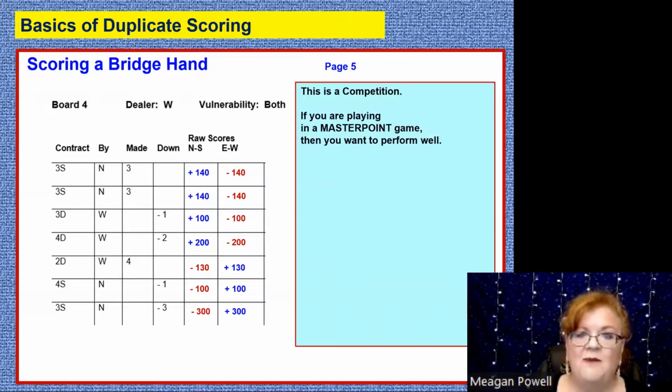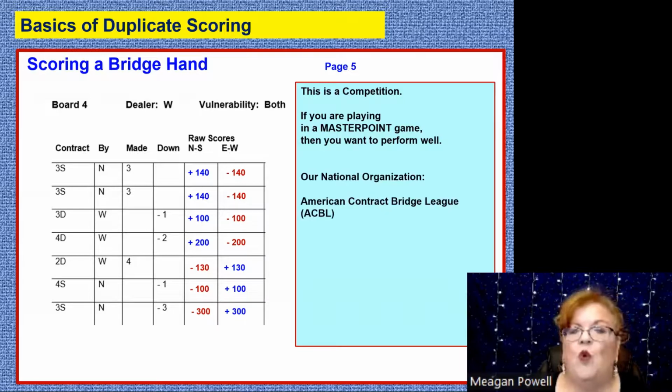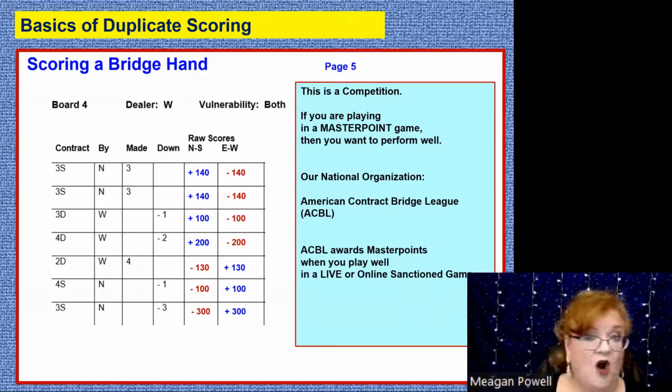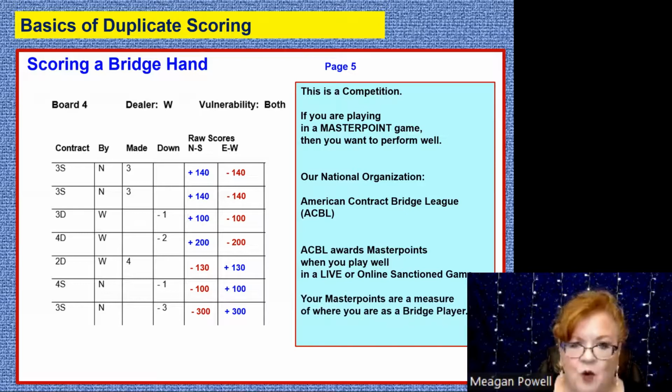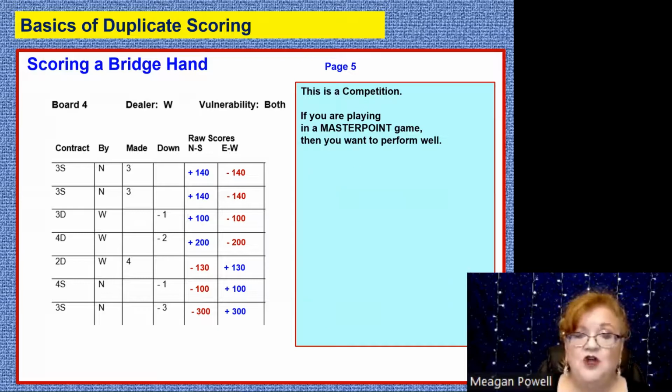Now, we're going to talk about master points in 2 weeks. Master points are awards that you earn when you play in a sanctioned game. Our lab games are sanctioned games. Okay, we're going to talk about how master points are a measure of who you are as a bridge player. And because you play in master point games, you really do want to perform well.